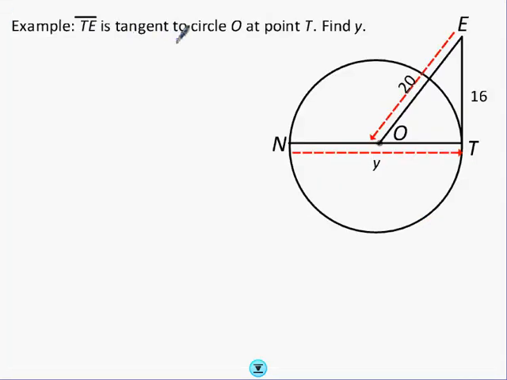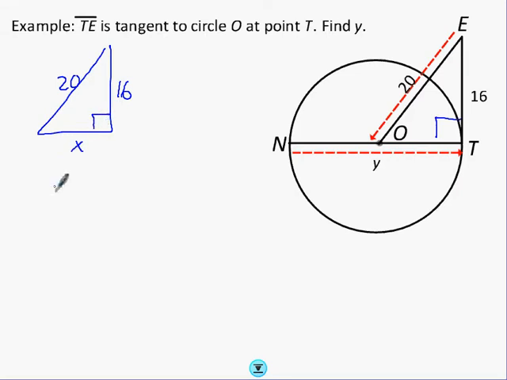Okay, this says TE is tangent to the circle at point T. Find Y. Well, if it's tangent, then I know it's perpendicular. That was the theorem from the very first page. If it's perpendicular, I've got a right triangle, 20, 16, and call this X. Because it's a right triangle, I use the Pythagorean theorem.